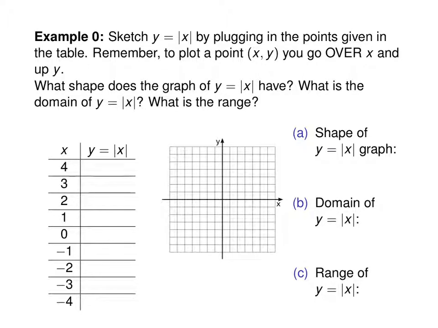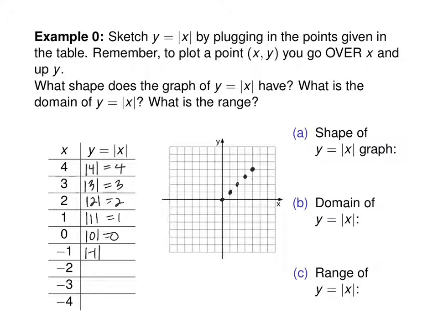So when I say take x equals 4 and plug it in, the absolute value of 4, well, 4 is 4 units away from 0. So for that point, the coordinates are 4, 4. We go over 4 and up 4. So there's our point. When I input 3, I get that y is the absolute value of 3, which is just 3. So over 3, up 3. If I input 2, absolute value of 2 is just 2. Over 2, up 2. Input 1, absolute value of 1 is 1. So over 1, up 1. If I input 0, the absolute value of 0 is 0, because 0 is no units away from itself.